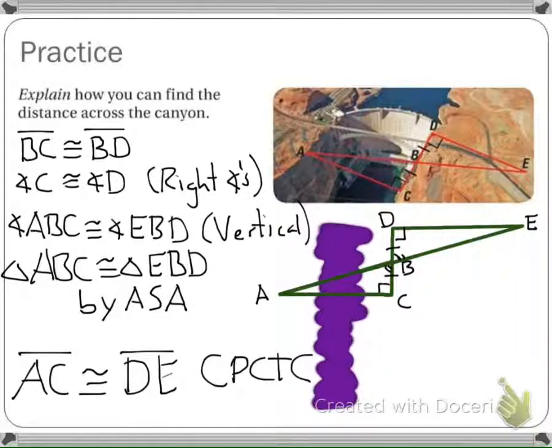Or even if we wanted to know the angles A and E, what their measures were. If we knew one, we know the other because those parts match up.